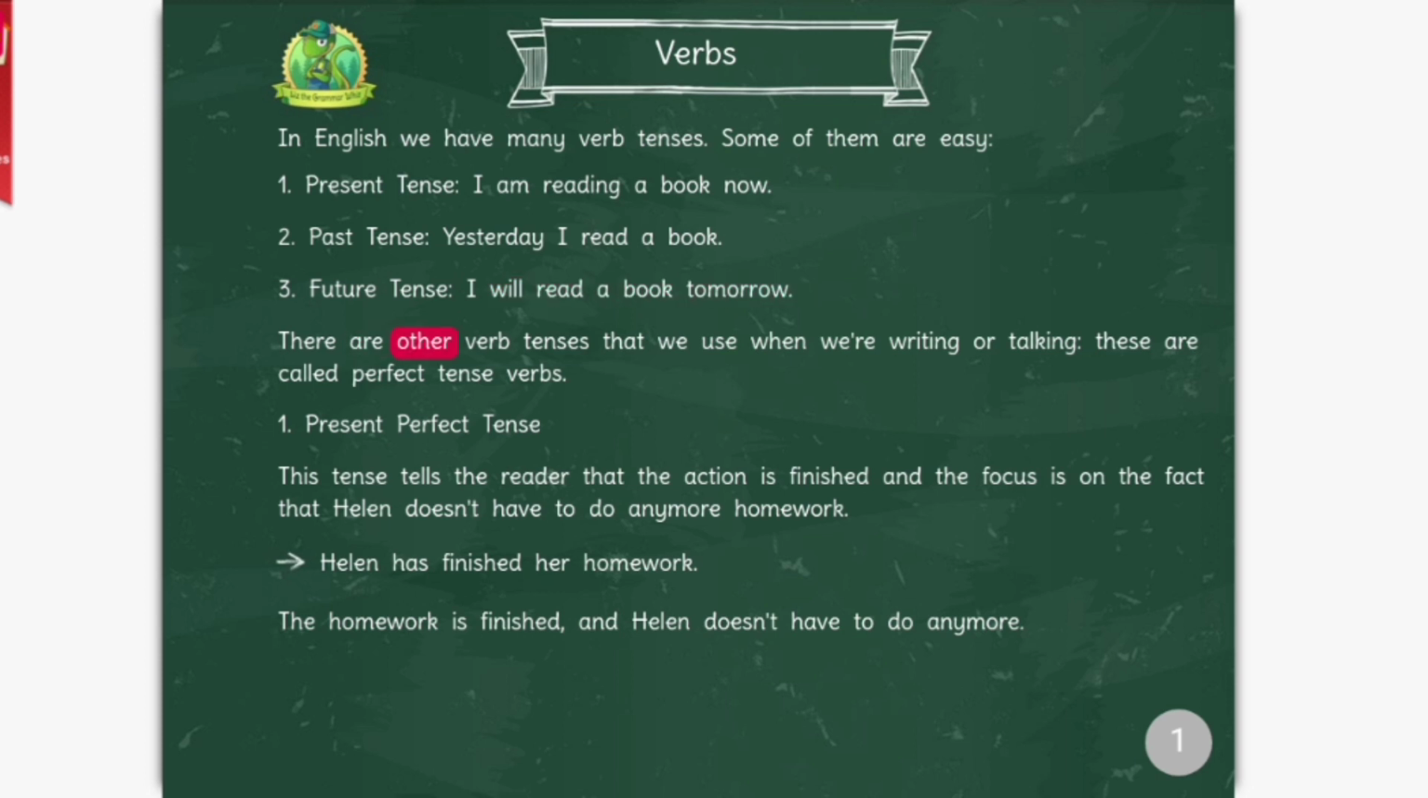There are other verb tenses that we use when we're writing or talking. These are called perfect tense verbs. 1. Present perfect tense. This tense tells the reader that the action is finished, and the focus is on the fact that Helen doesn't have to do any more homework. Helen has finished her homework. The homework is finished, and Helen doesn't have to do any more.